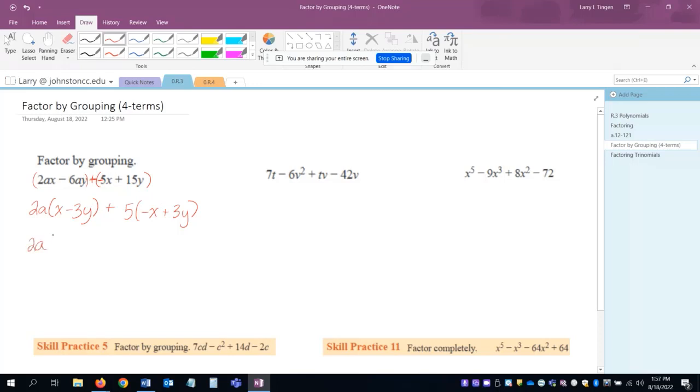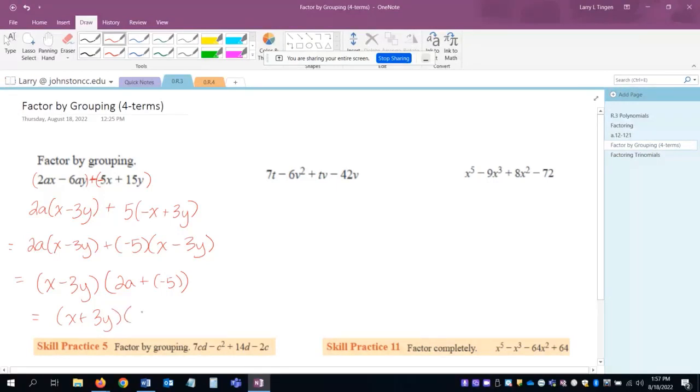So what I'm going to do is take out a little bit more by taking out a negative 5 instead of a positive 5. All that's going to do is flip the signs, but that makes all the difference in the world, because now I have x minus 3y and x minus 3y. These are factors, so I'm going to factor that out, x minus 3y. And then what's left if I do that? Well, the 2a and then the plus negative 5. And then, of course, we're going to clean up that plus negative 5.